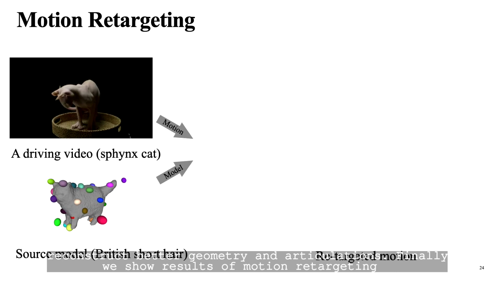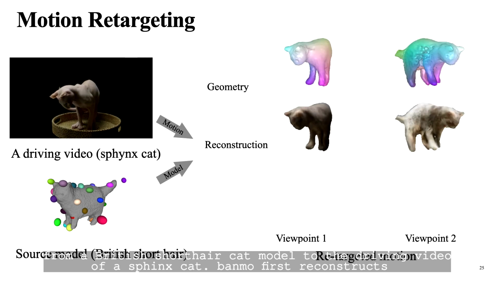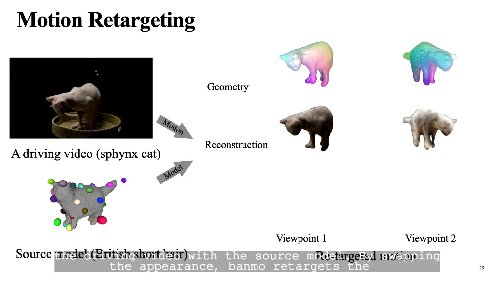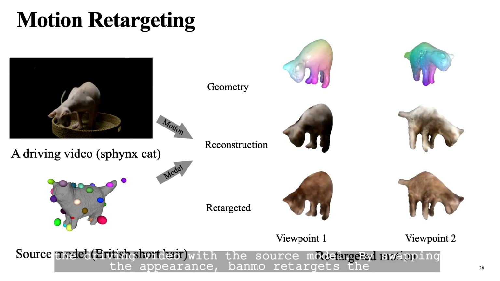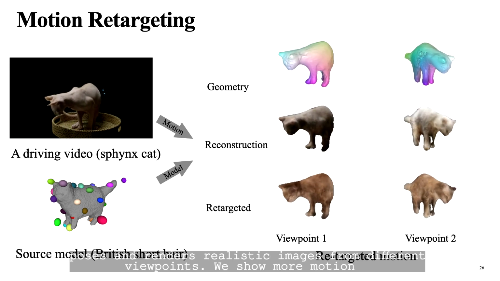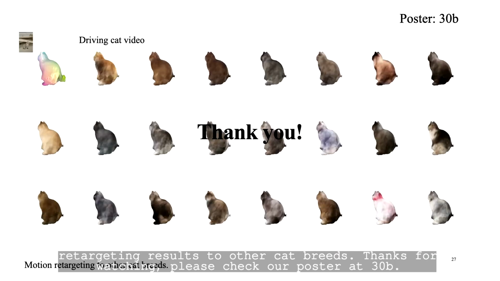Finally, we show results of motion retargeting from a British short-haired cat model to the driving video of a Sphinx cat. BANMo first reconstructs the driving video with the source model. By swapping the appearance, BANMo retargets the poses and renders realistic images from different viewpoints. We show more motion retargeting results to other cat breeds.